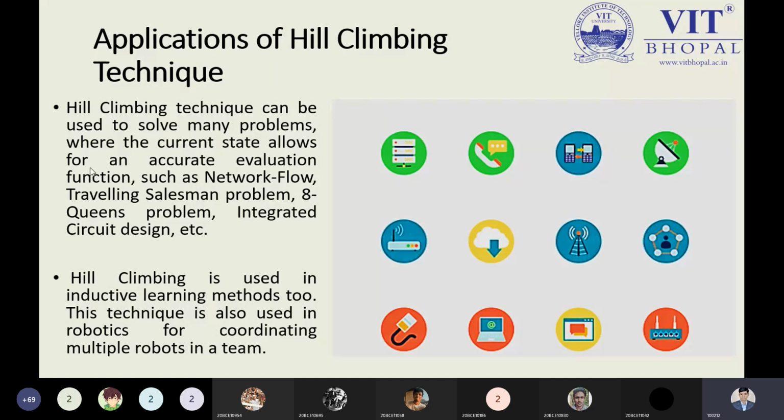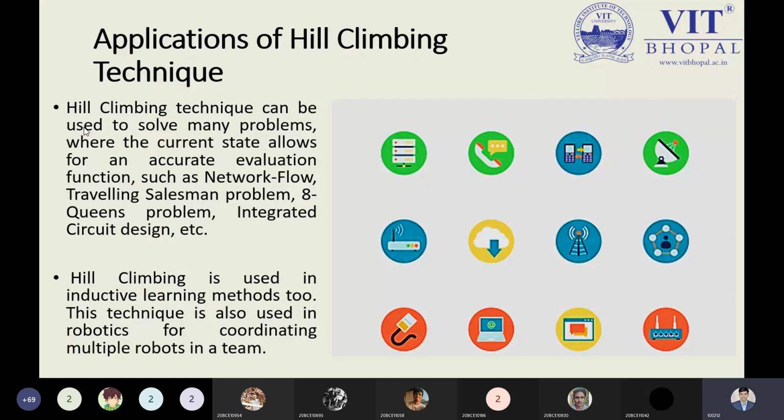So this is the reason I have taken them here. And for the rest, you can see there are many areas where hill climbing can be used, just like the travelling salesman problem, the 8 queens problem, and integrated circuit design problems. I'm just taking an image here to share my idea of the possible things we can have.